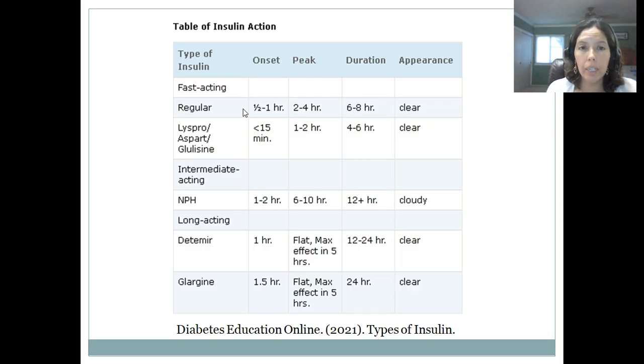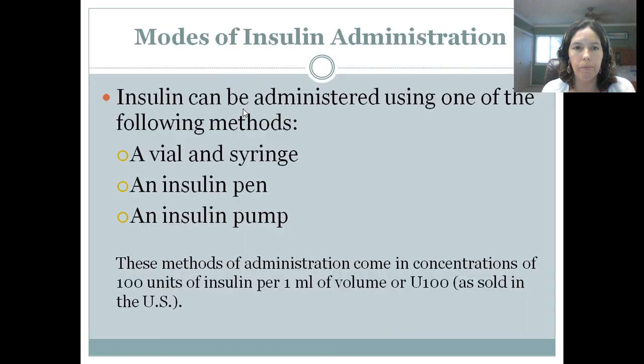So I've included a table of insulin action, including the three most common types of insulin that we've discussed. It also has their onset, peak, and duration times. I do expect you all to memorize this chart.